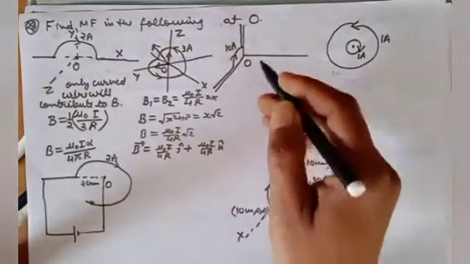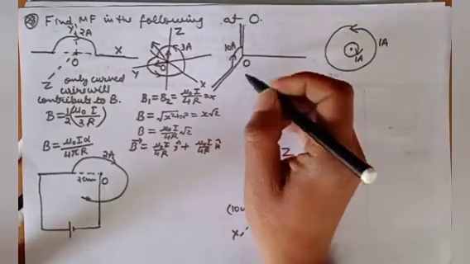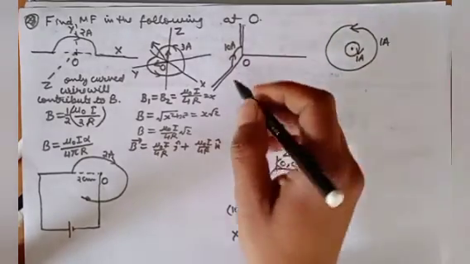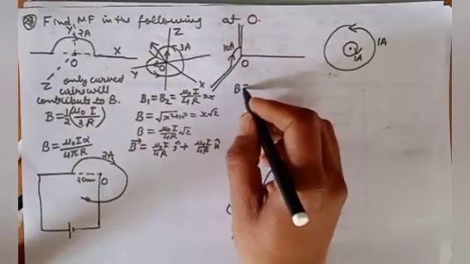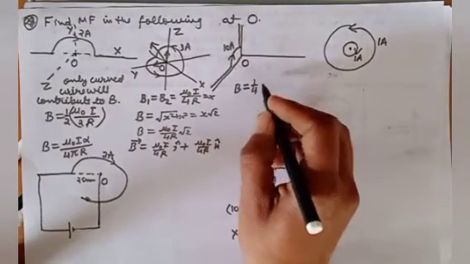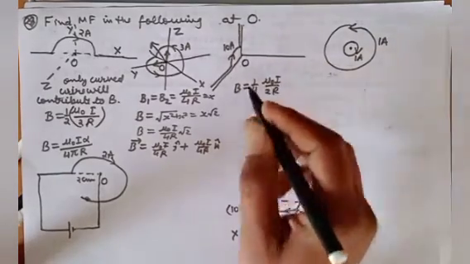Now next here. Now it is a quadrant. Once again, only the curved wire will contribute to the magnetic field. So I have just asserted it. I am directly writing B is equal to, now it will become 1 by 4 mu naught I upon 2R. We can put the value, we can get the answer.